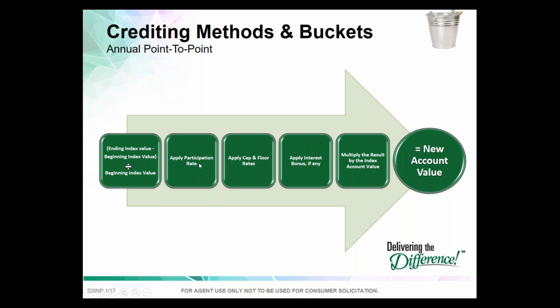So then I say, okay, that's 10% movement. I apply the participation rate. Let's say it's 100%, then 100% of 10 is that. Apply the cap and floor rates. And again, the cap is some sort of limit. The floor is the bottom side. Add in the interest rate bonus if applicable. And then you get the indexed credit that we're going to actually apply to the policy.